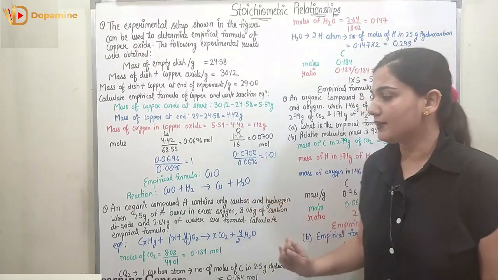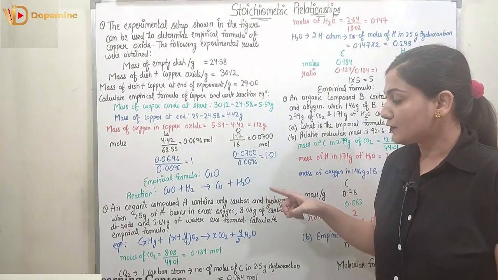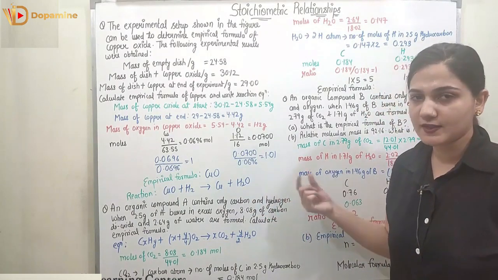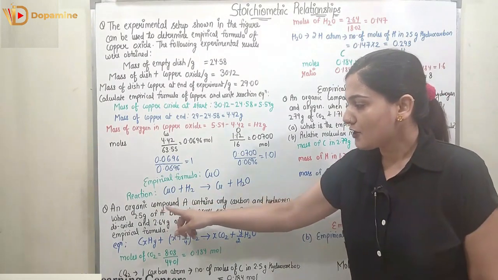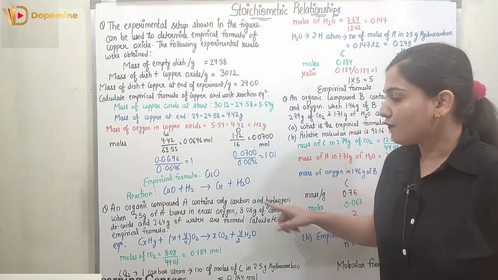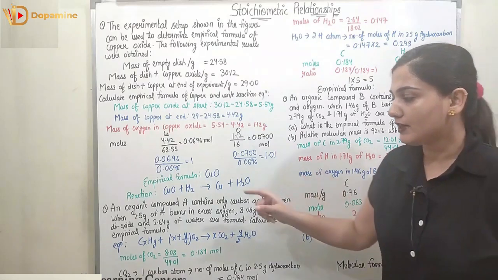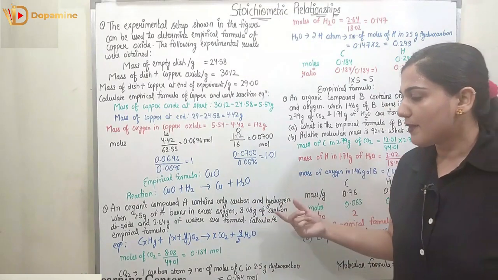So now coming to the next question, I hope you understood this question. An organic compound A contains only carbon and hydrogen. This is a hydrocarbon. When 2.5 gram of A burns in excess oxygen, 8.08 gram of carbon dioxide and 2.64 gram of water are formed. Calculate the empirical formula. What would be the empirical formula?